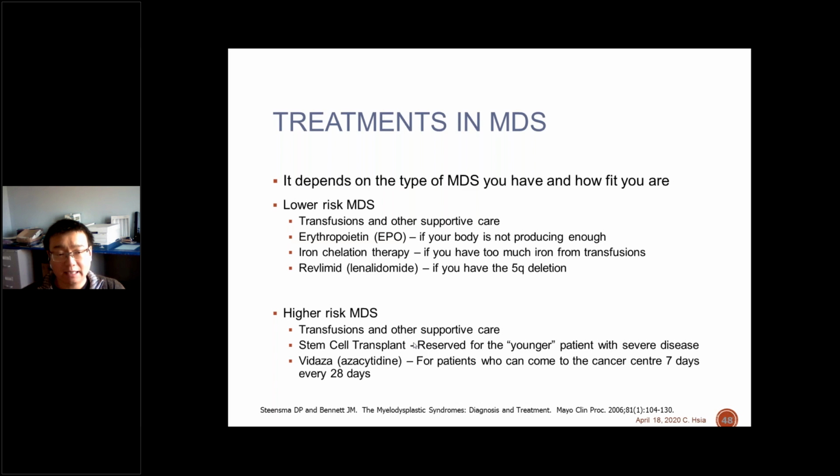Those who are not a candidate for stem cell transplant, there are medications. One of them is called Vidaza or azacitidine. It is used in this higher risk MDS to try and reduce the complications of the disease, to reduce the need for transfusions, to reduce the risk of transforming to acute leukemia. But it too has its side effects and its cost. The cost to the patient is that they have to travel to a cancer center that provides this medication as an injection medication 7 days every 28 days.